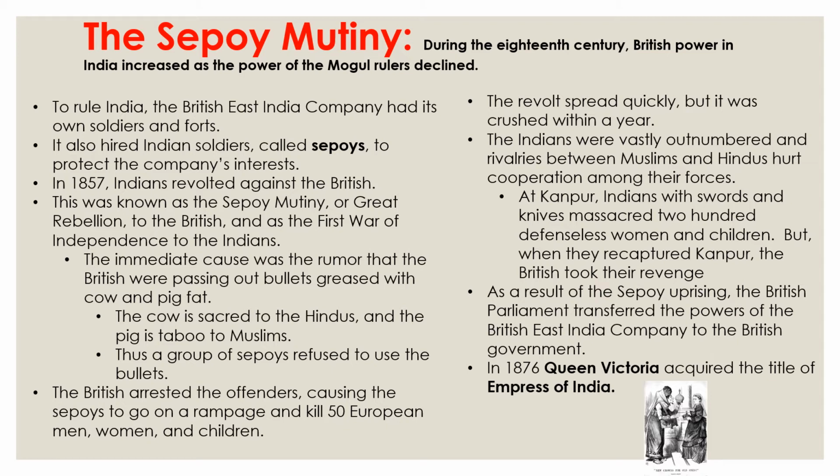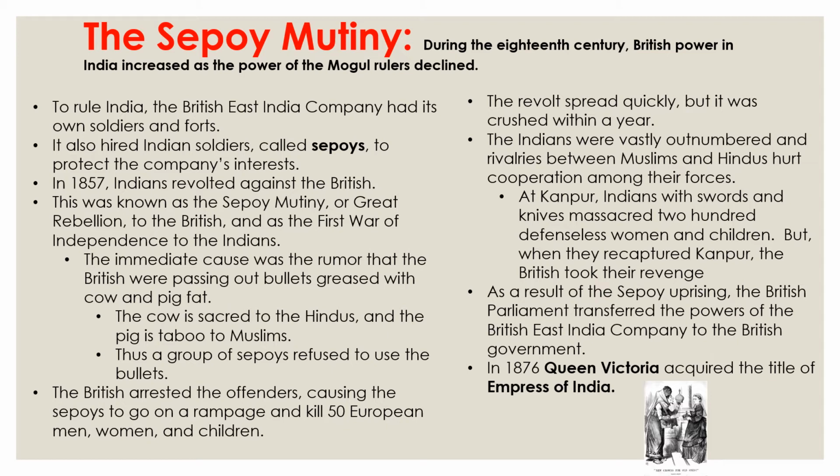The British arrested the offenders, causing the rest of the sepoys to go on a rampage and kill 50 European men, women, and children that were colonists in the region. This revolt spread quickly, and it became extremely violent throughout India, but it was crushed by the British within a year. The Indian population was vastly outnumbered, and the rivalries between the Muslims and the Hindus hurt cooperation among their forces.